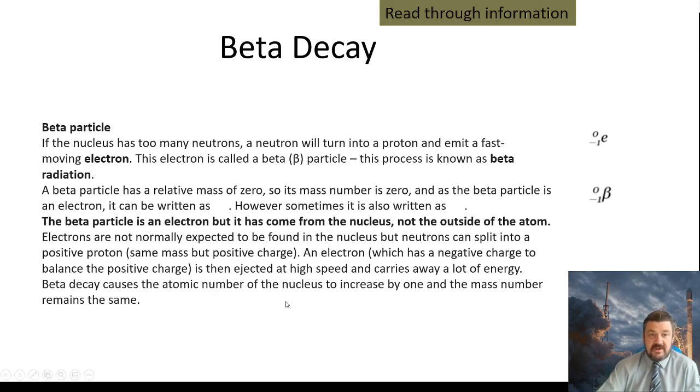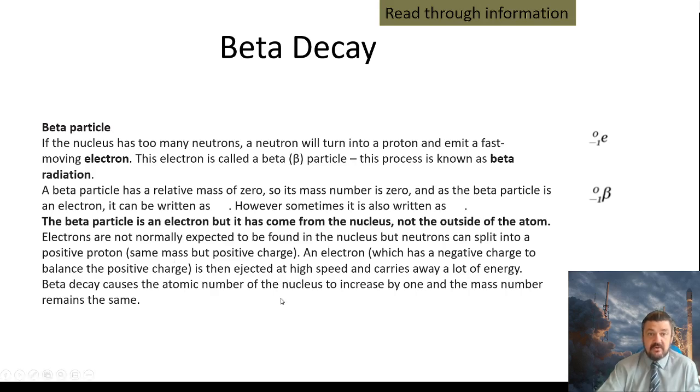A beta particle has a relative mass of 0, so its mass number is 0. And as a beta particle is an electron, it can be written as either this symbol here with a 0 and a -1. Do not worry about the -1. We're going to come to that in the future. I just want you to know that this represents a beta particle. Or we can represent it this way with a 0 and a -1. But in this case, instead of an E for electron, we give it the symbol beta. The beta particle is an electron, but it has come from the nucleus. It has not come from outside of the atom.